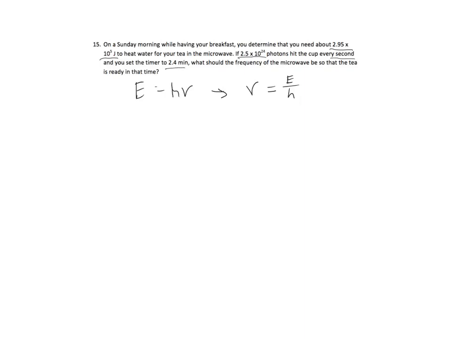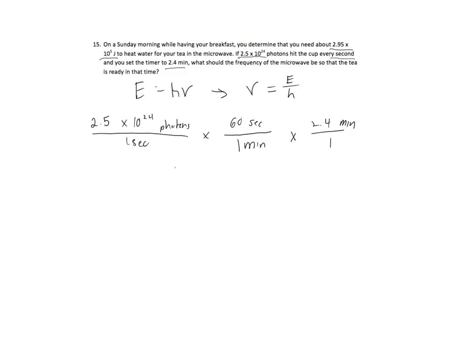So with that, the first step we want to take is to determine how many photons in total hit the cup. The way we do this is by writing a little dimensional analysis problem where we start with the 2.5 times 10 to the 4th photons that are emitted every second. So we write that as a ratio like that, times our conversion factor of 60 seconds to 1 minute. There's my 1. And then we're given a time of 2.4 minutes. We write that over 1.